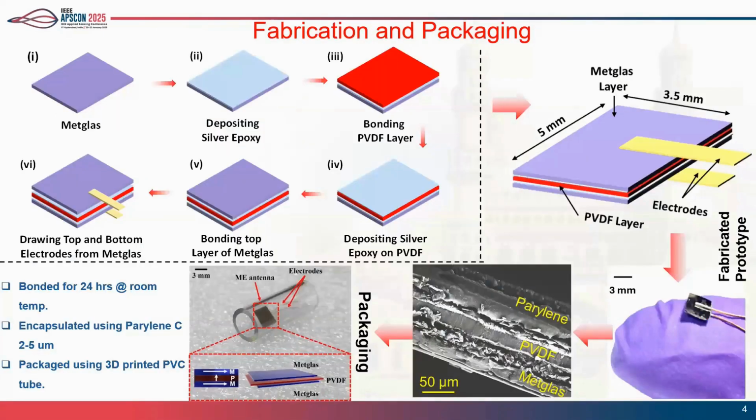And this is the fabrication process. We have used a Metglas layer, then bonded a layer of epoxy, and then the piezoelectric layer PVDF, and again another Metglas layer. And from the top and bottom sides of the Metglas, we have taken the electrodes. After that, we have encapsulated it with the biocompatible material Parylene C up to 5 micron, and then encased the entire thing inside a 3D printed PVC tube.